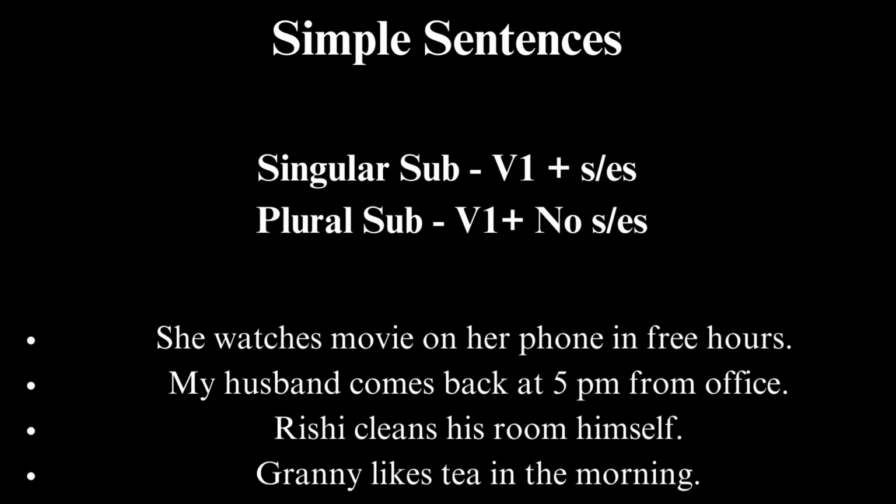Let's see. As we know, in simple present, we use the first form of the verb. With a singular subject, it is s or es in the verb. With a plural subject, no s or es. That means the verb will come as it is.